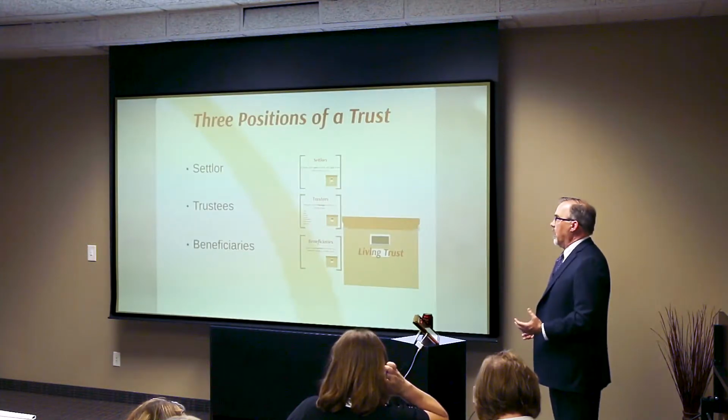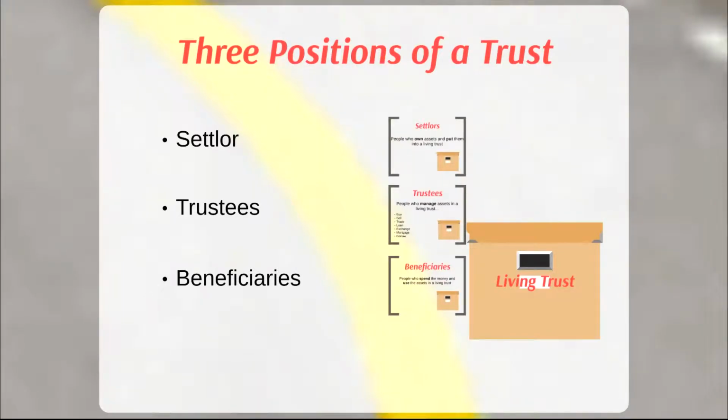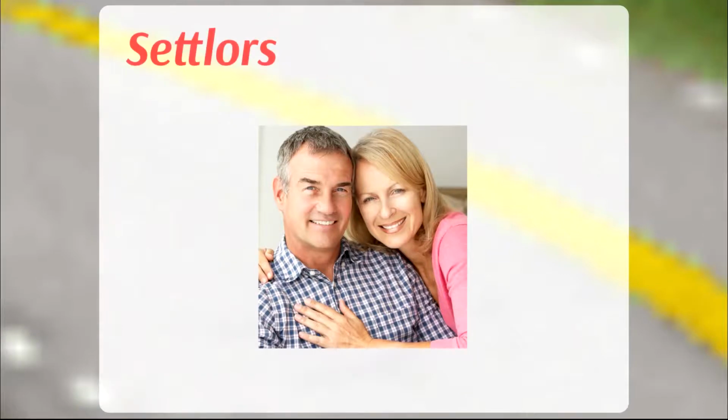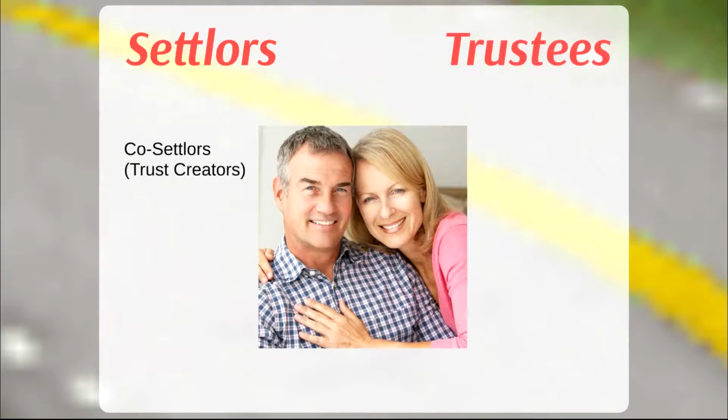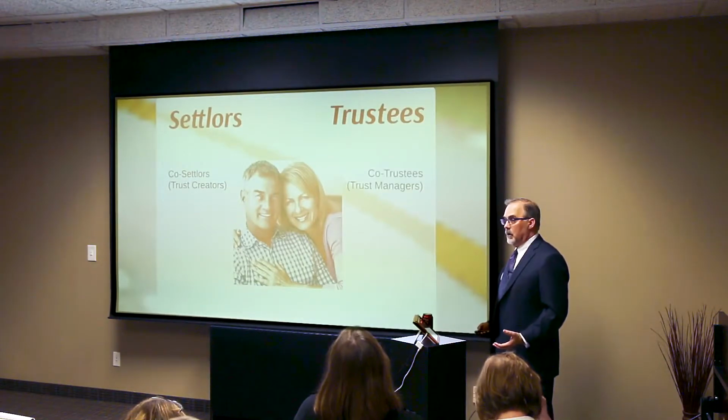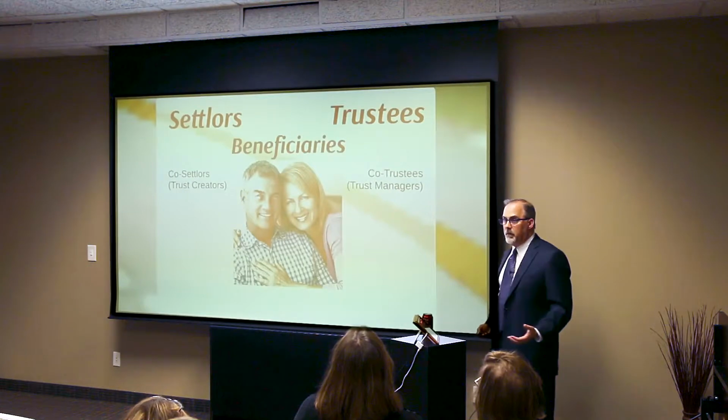In a living trust, all the positions are going to be held by the same people. So you just have to remember that the settlor creates the trust, the trustees manage the trust, the beneficiaries use the trust assets. In our circumstance, we have John and Jane Jones, and they're going to be the settlors because they own the money, or the property, and they're going to put it into the trust. They are going to be the trustees because who do they trust to manage their money? Themselves. So they're going to be the trustees too. Who do they want to use the money? Who do they want to be the beneficiaries?